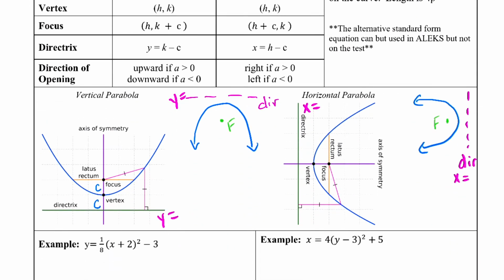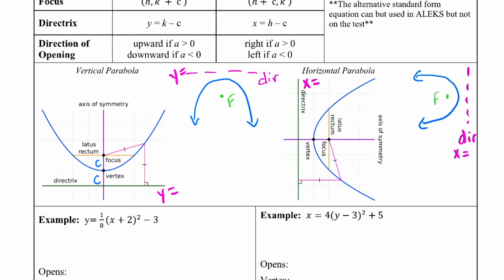So if I have that value of C, that means that I would be adding it to my Y value of the vertex to find that focus point here. And then anytime we are trying to find the directrix, we would be subtracting the C from that Y value.